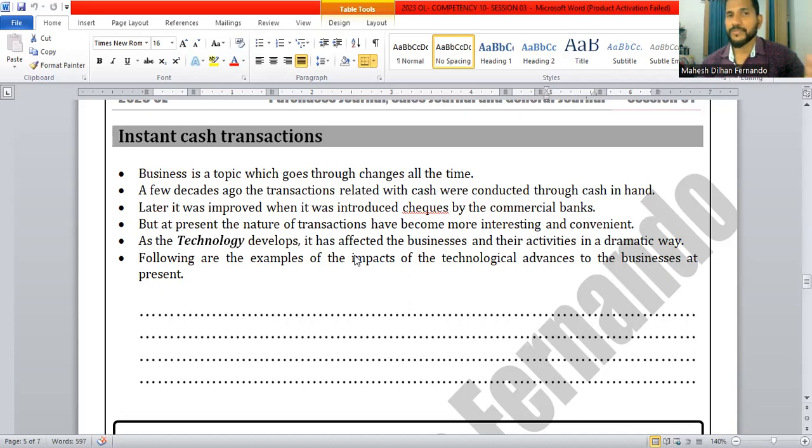And if you like, after completing the syllabus, we can move to some provincial papers.